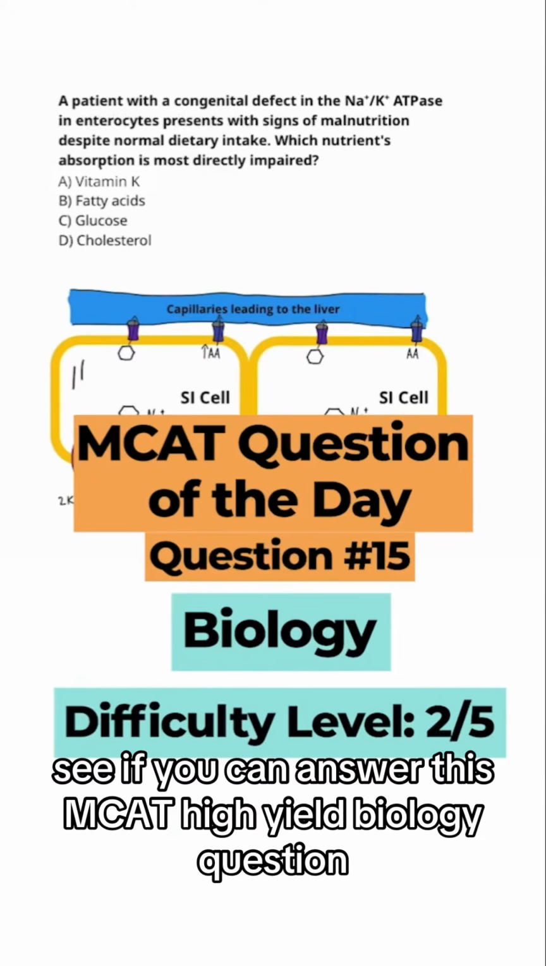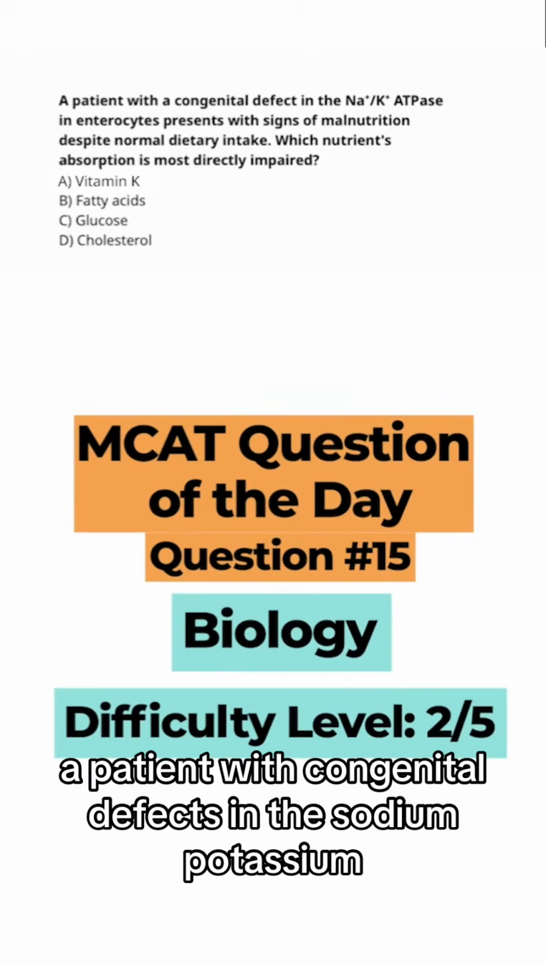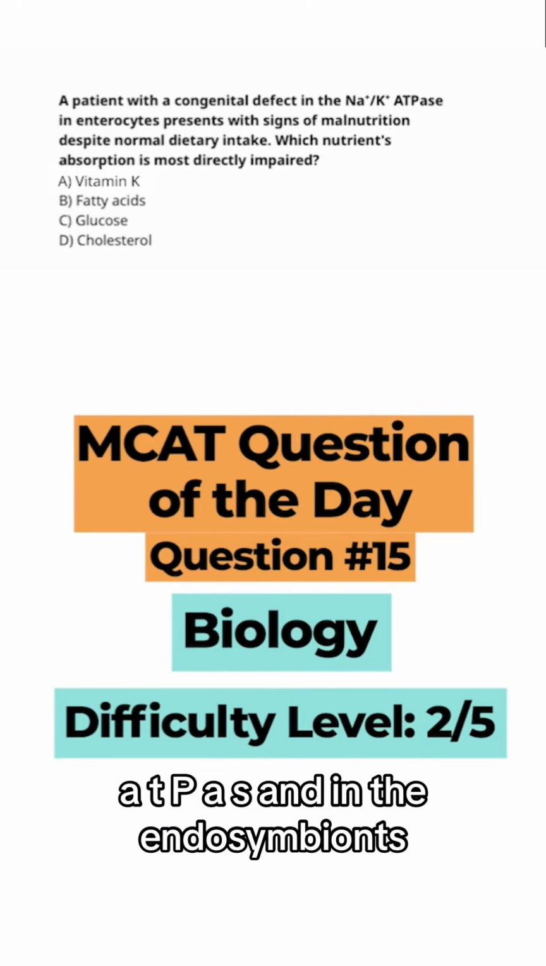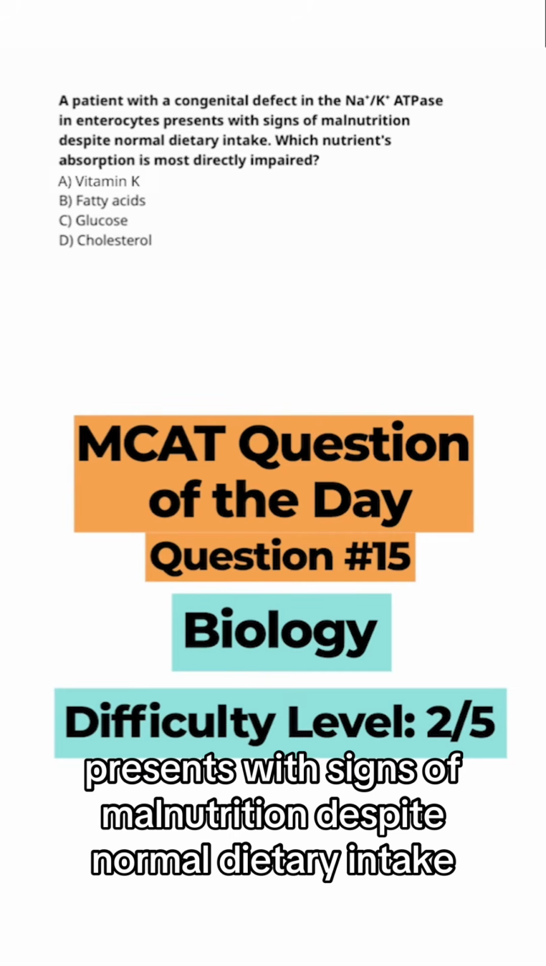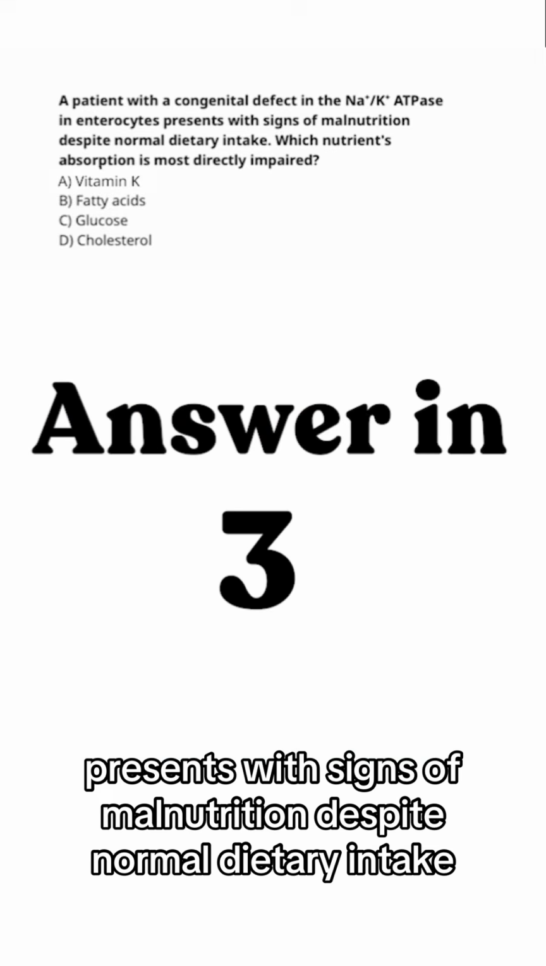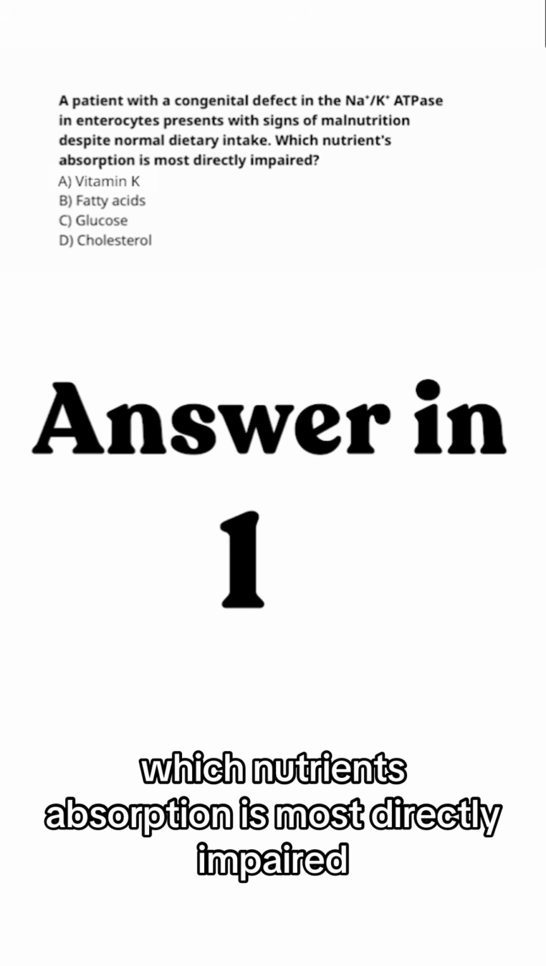See if you can answer this MCAT high-yield biology question. A patient with congenital defects in the sodium-potassium ATPase in enterocytes presents with signs of malnutrition despite normal dietary intake. Which nutrient's absorption is most directly impaired?